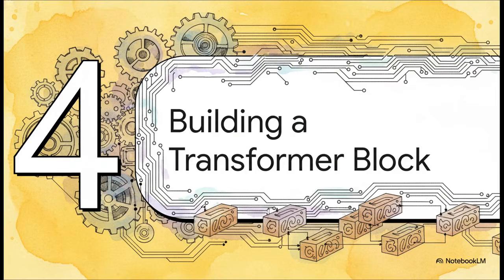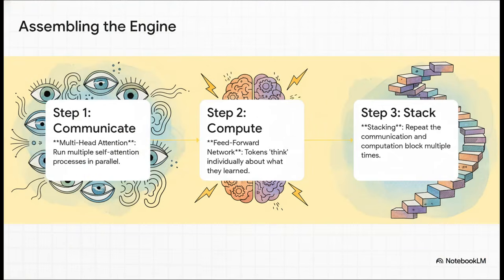Okay, so this self-attention thing is super powerful, but it's actually just one piece of the puzzle. To build the full engine, we have to assemble it into a repeatable unit, and that's called a transformer block. A transformer block really has two main phases. The first phase is communication. We actually run multiple attention processes at the same time. That's the multi-head part, which lets tokens ask different kinds of questions all at once.